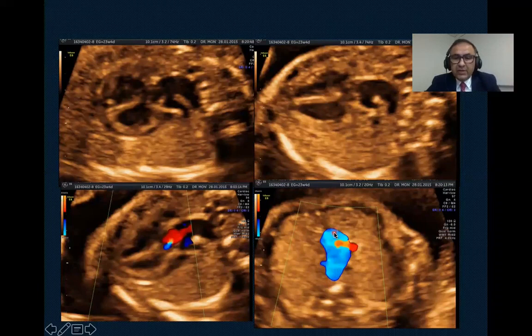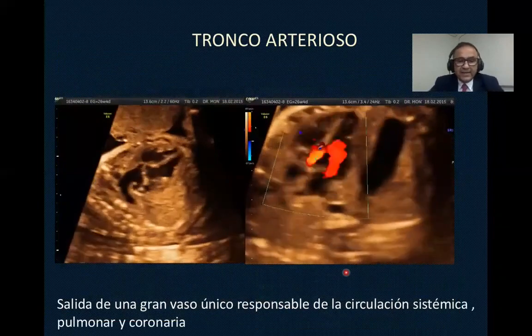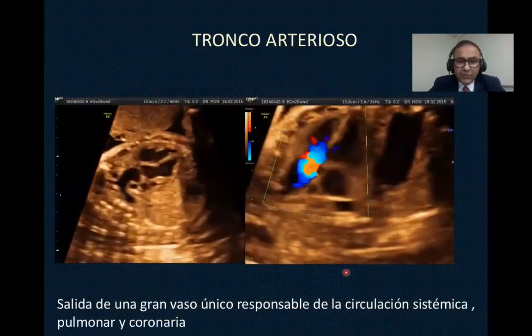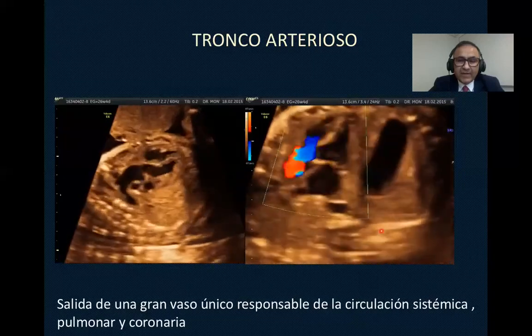In the 3-vessel trachea view, 2 vessels are visualized, the transverse aortic arch and the right superior vena cava. The truncus arteriosus is the outflow of a single large vessel that will be responsible for the systemic circulation, pulmonary circulation, and coronary circulation.